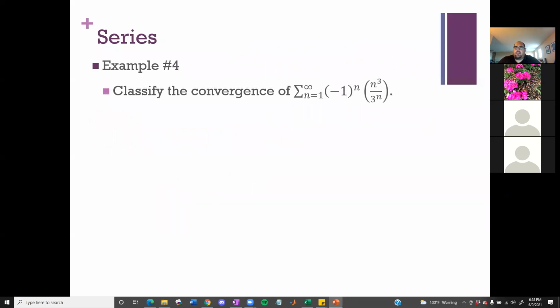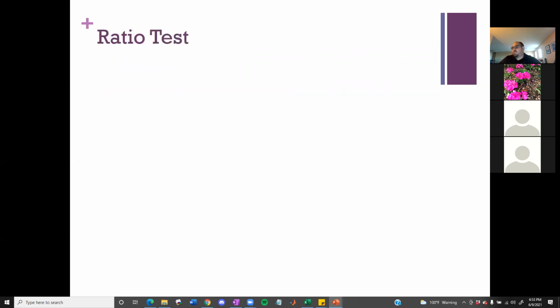Moving on, how about this one here? Before we get too deep in this one, do we even have any intuition about what this thing does? And it's okay if you don't. I'm kind of using this as a segue to jump into our next test. So the next test I want to look at is the ratio test.